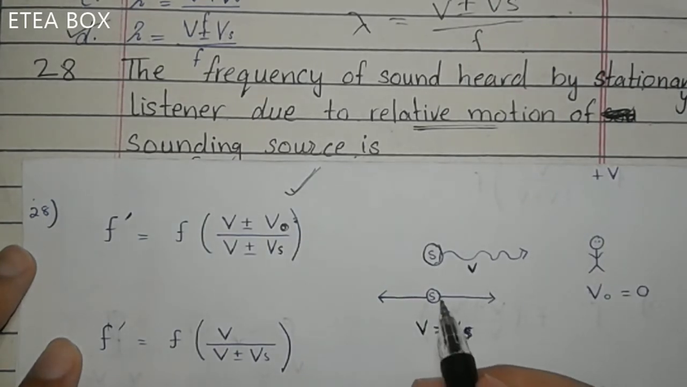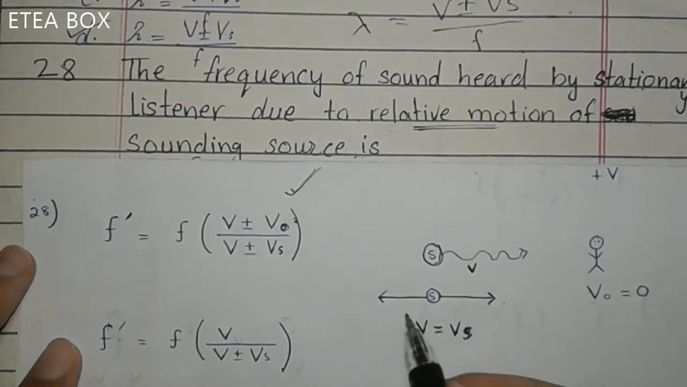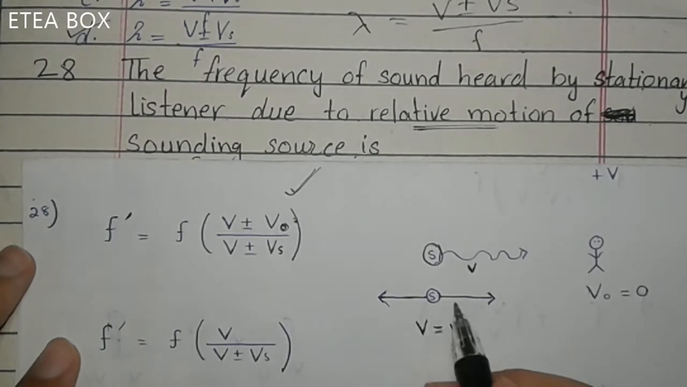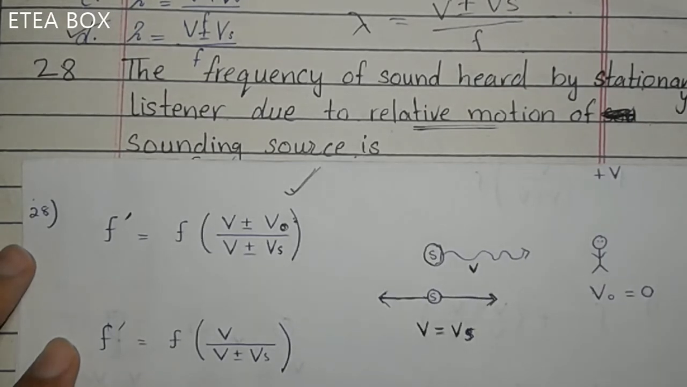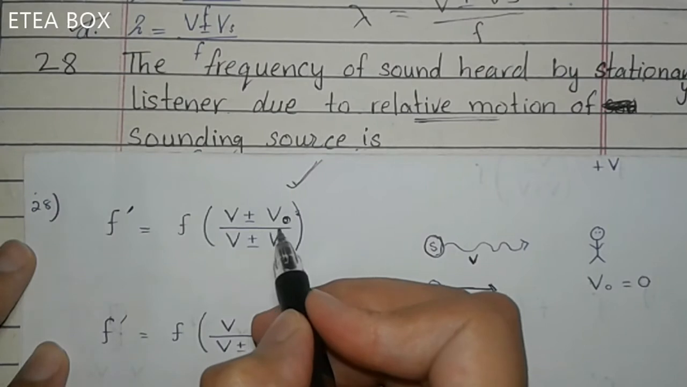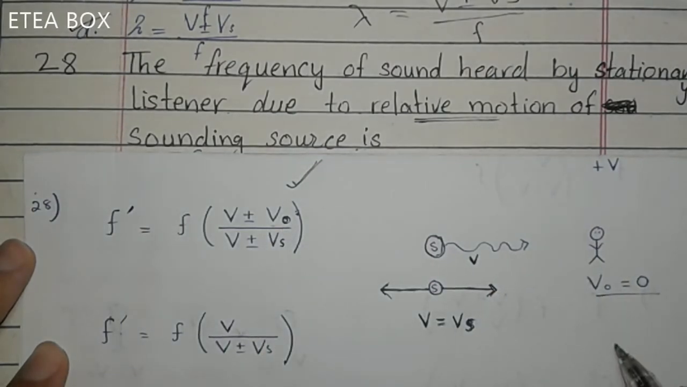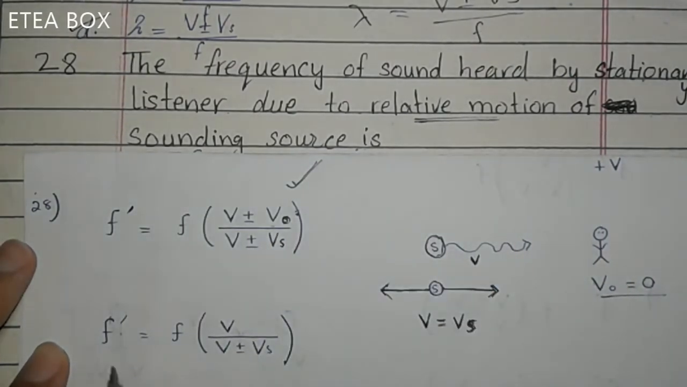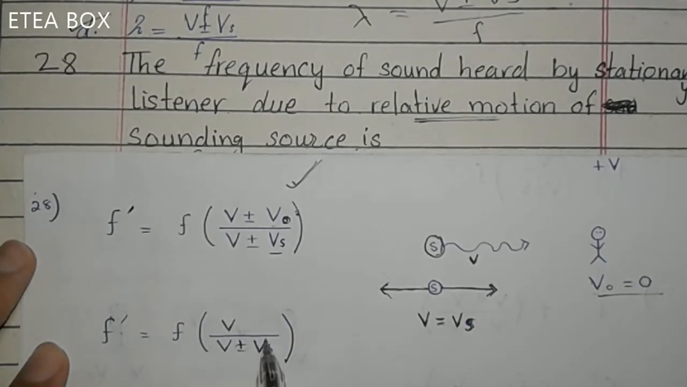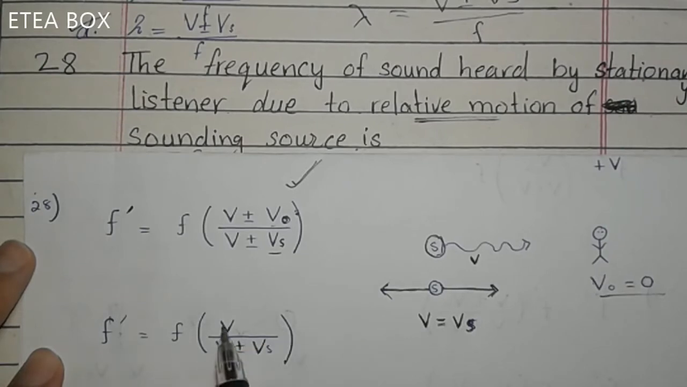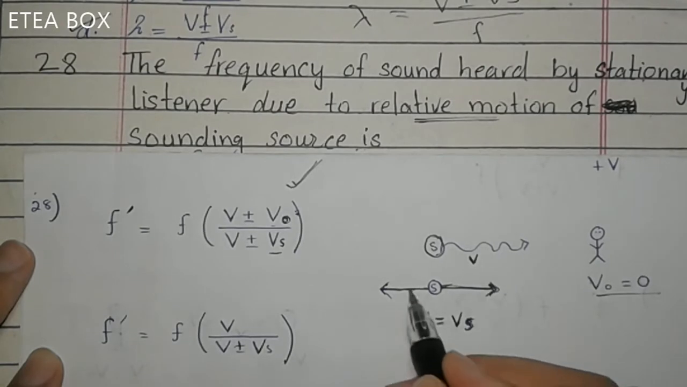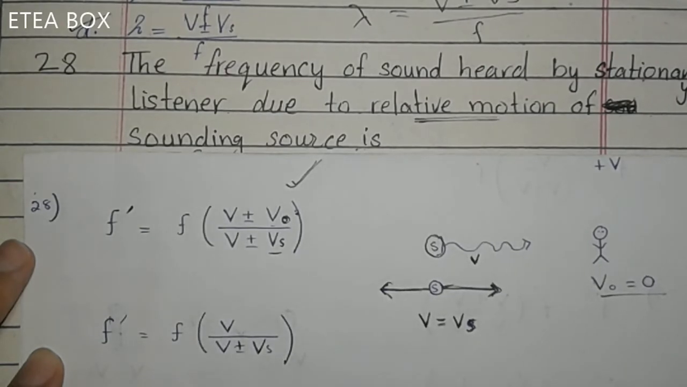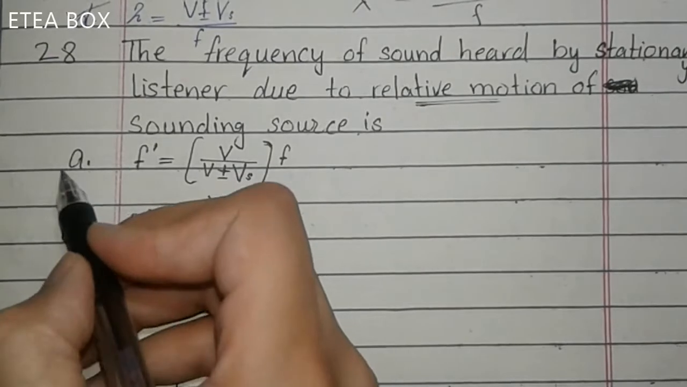Now there are two possibilities. The source is either moving in that direction, or it is moving in the opposite direction. In case of the same direction, subtract this one, and in case of the opposite direction, add this one. Now look here. In place of V0, put 0, because the listener is stationary, and Vs will remain like this, V plus minus Vs. So the new frequency will be V divided by V plus minus Vs, because there are two possibilities. It is either moving in that direction or in that. Look, option A is correct here.